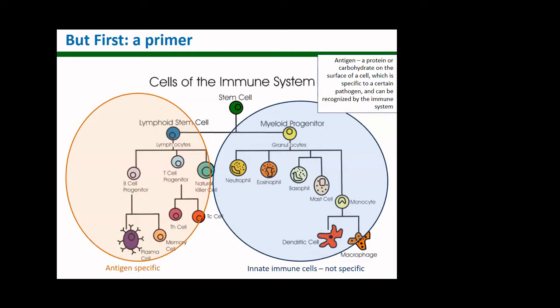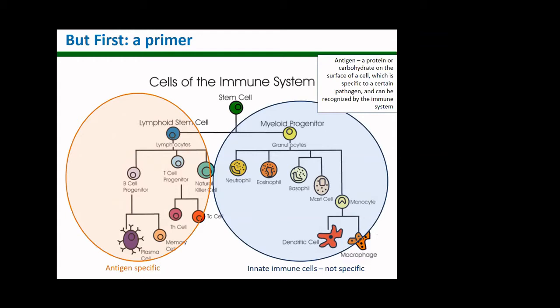So innate immune cells are things like neutrophils, basophils, mast cells, macrophages. They will gobble up anything that they sense as foreign on a broad sense. So they look at things like LPS or peptidoglycan or certain carbohydrates on the surface of most all bacteria. They're not specific for any one bacteria.